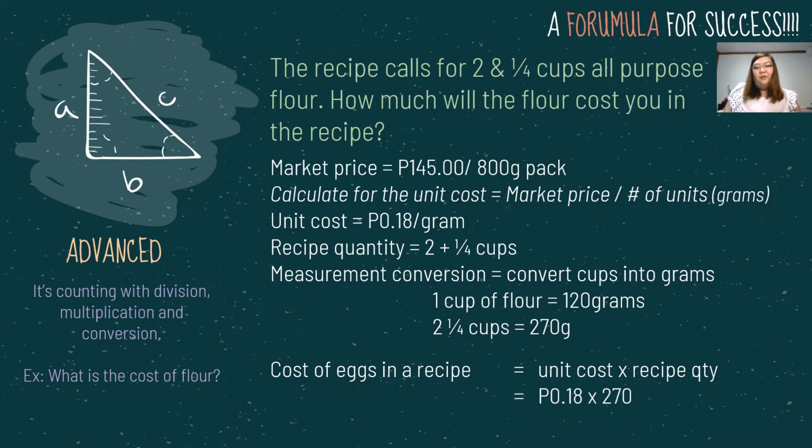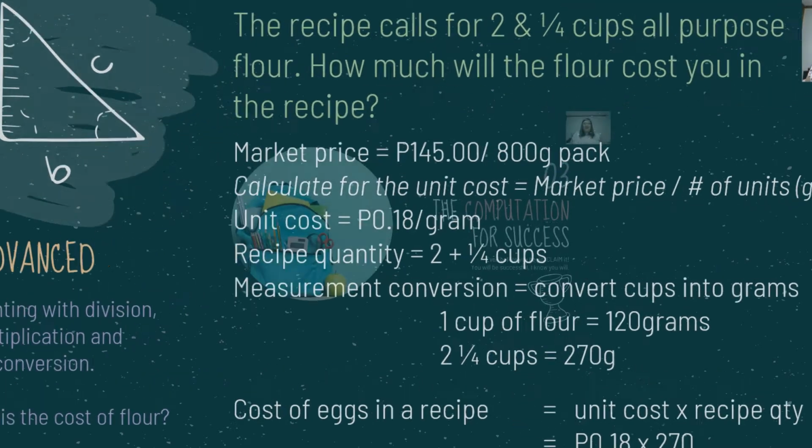Okay, now how do we calculate for the 2 1/4 cups in peso? So we just multiply that to our unit cost. Our unit cost is 0.18 pesos per gram. We multiply that to 270 grams. We get 48.60 pesos. So the cost of flour in this particular recipe, when you use 2 1/4 cups of flour, is 48.60 pesos.